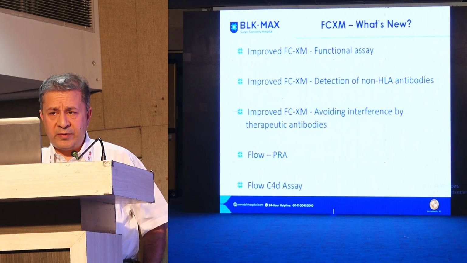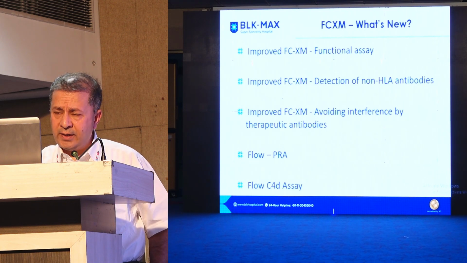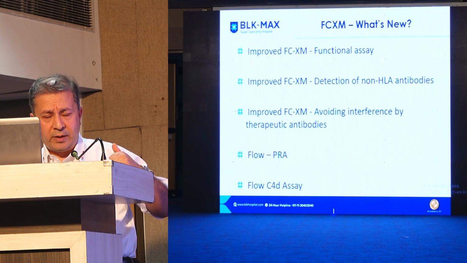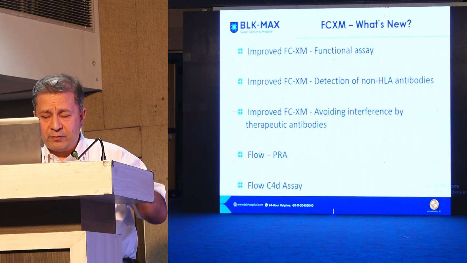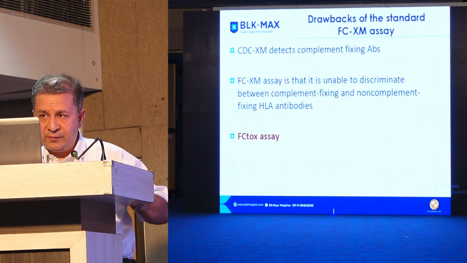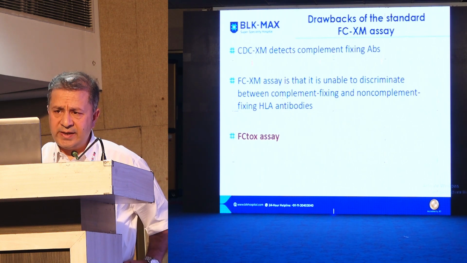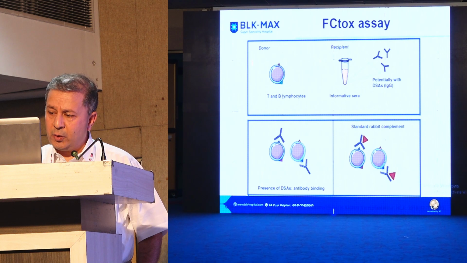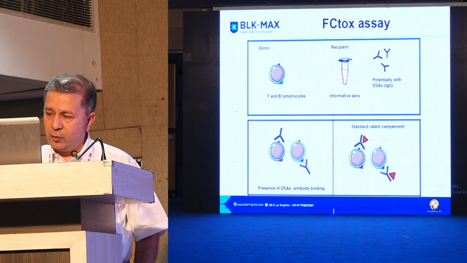What's new in flow cytometry? You have a functional assay, you have detection of non-HLA antibodies, you can do a therapeutic antibody assay wherein you can remove the effect of rituximab, flow PRA I already showed you, and C4D assay. Cytotoxicity assay, quickly: you're adding the cytotoxicity agent, you're adding a complement to it, and I told you you can do a viability assay on a flow cytometer.